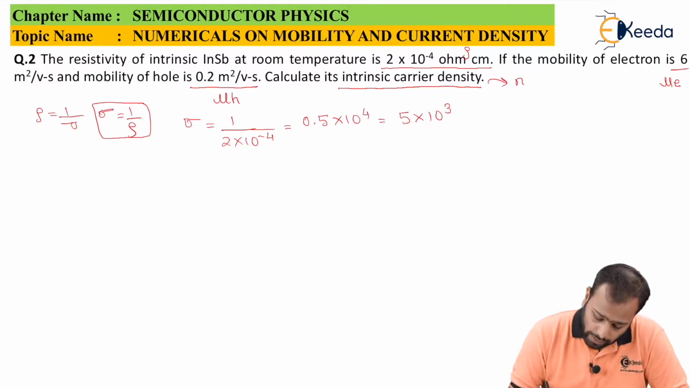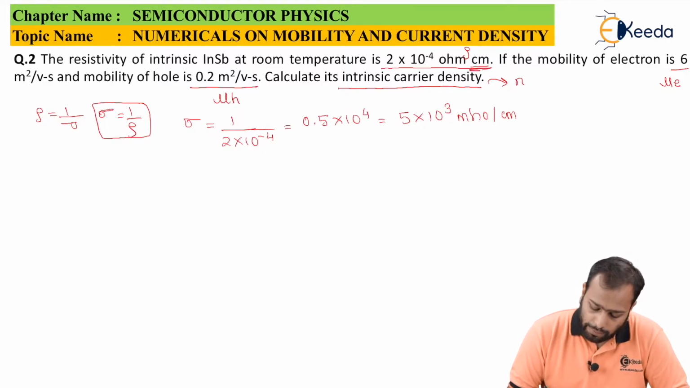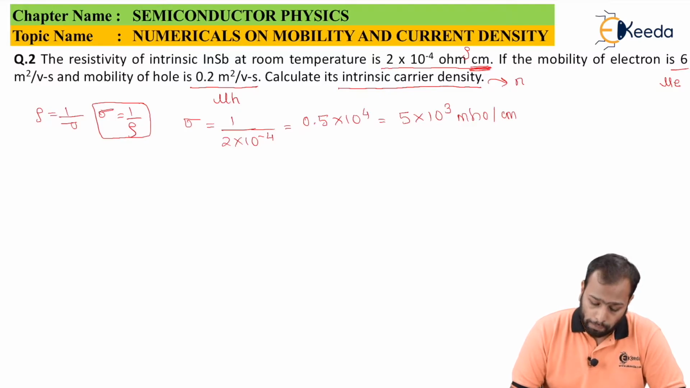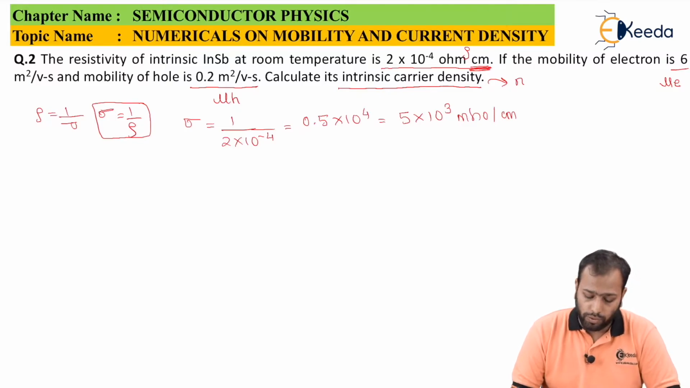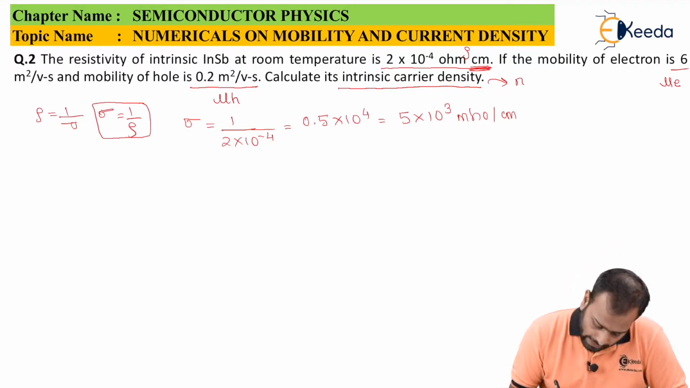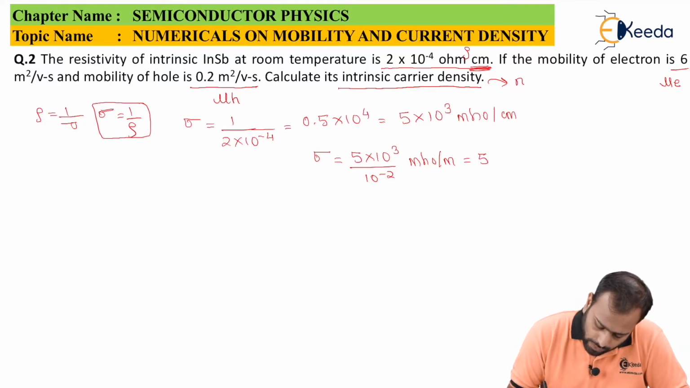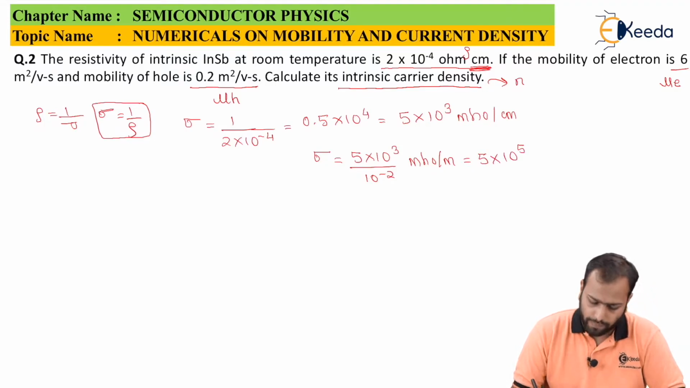Of course, the unit would be mho per centimeter. Now, again, do make an important note that this is for centimeter. We need to convert this into meter. So again, the conversion would be adding 10 raised to 2. So my sigma would be 5 into 10 to the power 3 divided by 10 to the power minus 2 mho per meter, which is nothing but 5 into 10 to the power 5.